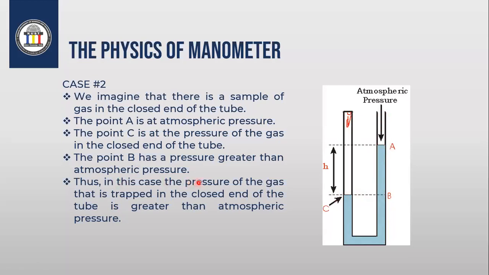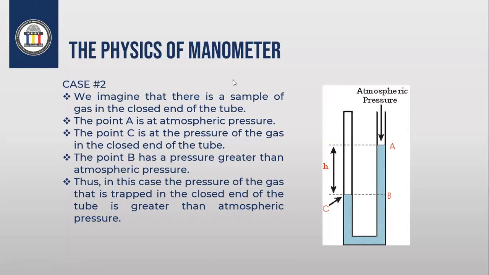So in this case, the pressure of the gas that is trapped in the closed end of the tube is greater than atmospheric pressure. See, the height of the column here is this amount, while the height of the column here is this amount h. So I will say h for C is bigger than h for A, and this is case two of the manometer.